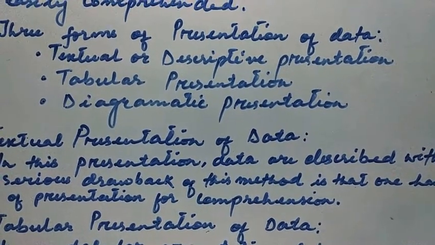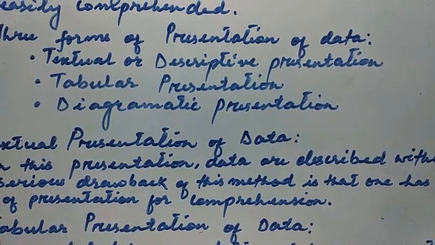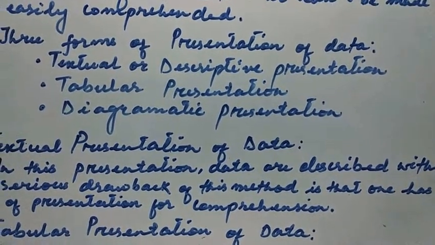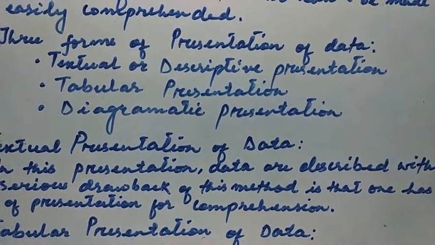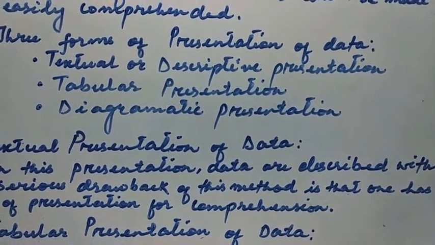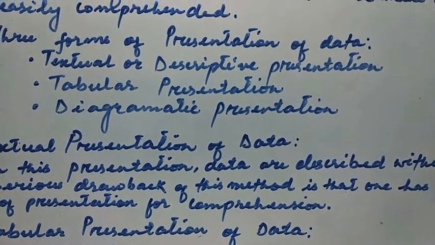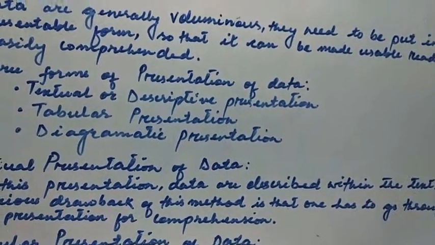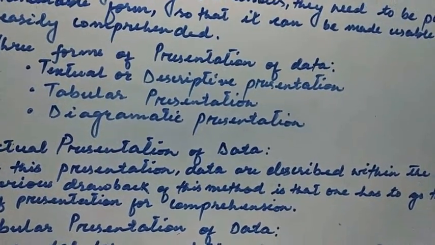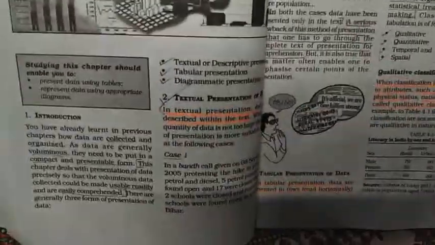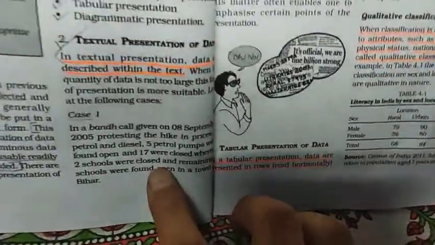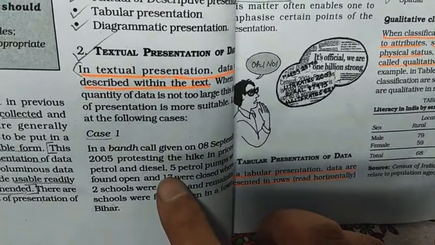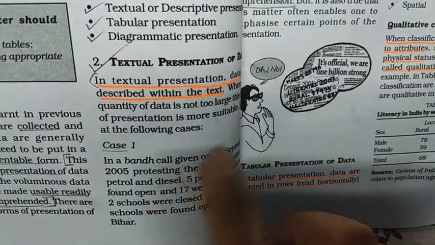In a bandh call given on 8 September 2005, protesting the hike in price of petrol and diesel, 5 petrol pumps were found open and 17 were closed, whereas 2 schools were closed and the remaining schools were found open in a town of Bihar. So that is data presented through a text, as you can see. This is a case of a textual presentation of data. The data is given in the text itself.